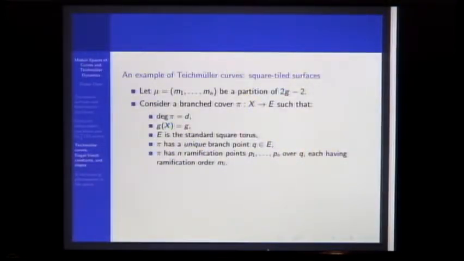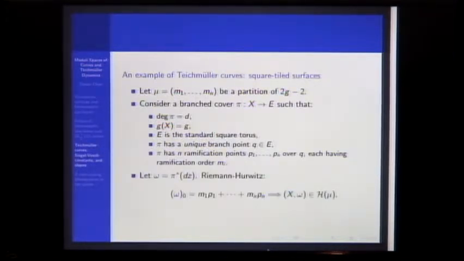And over this branch point Q, pi has exactly n ramification points denoted by P_i, and each P_i has ramification order m_i. That means the ramification divisor associated with this map is exactly the sum of m_i P_i. So this is the setting for you to consider such branched covers.